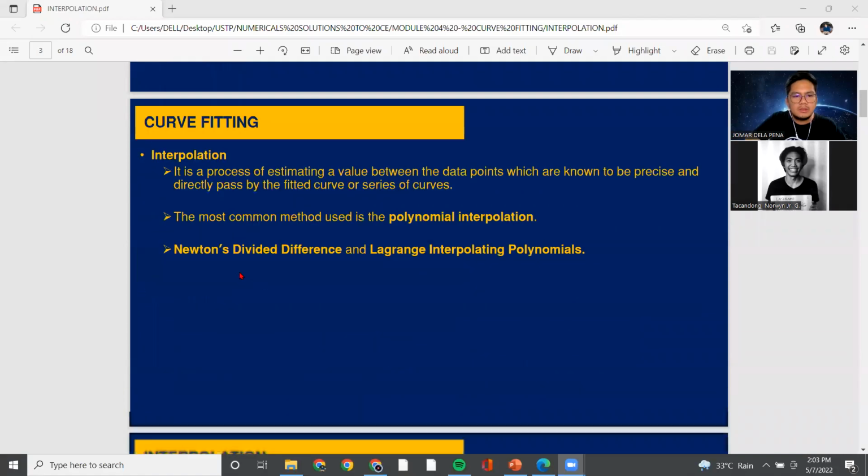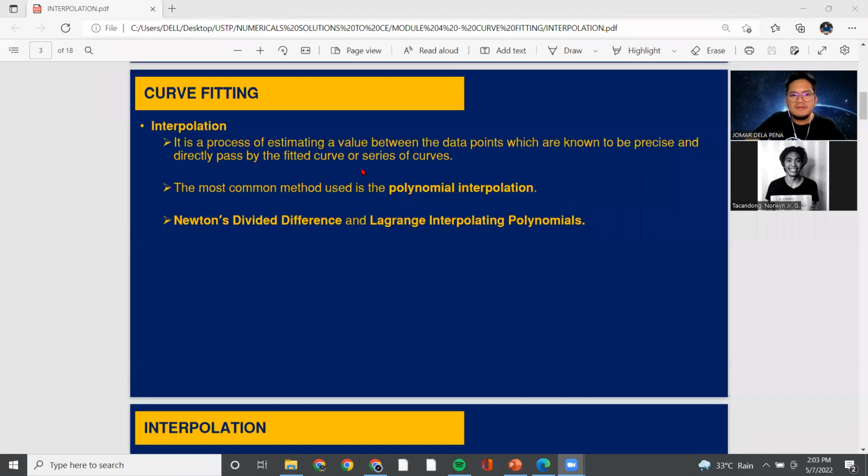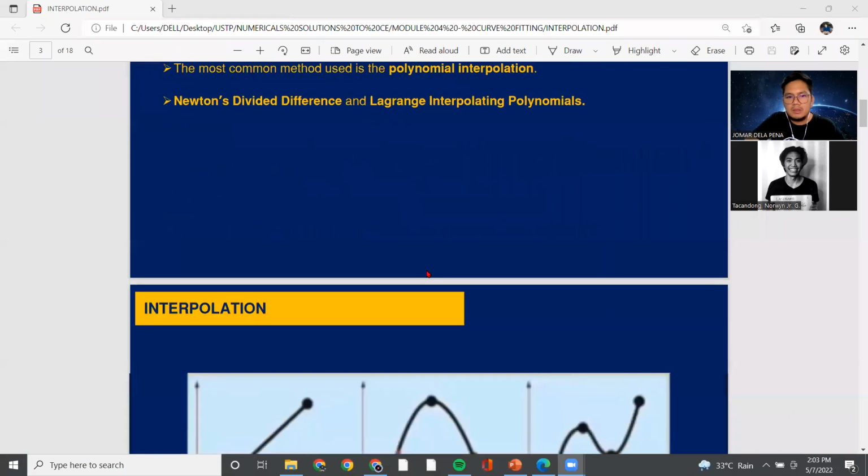Okay, so interpolation is a process of estimating the value between the data points which are known to be precise and directly passed by the fitted curve or series of curves. So ang curve natin is we have the linear, quadratic, and cubic, no? Mga curves. The most common method used is the polynomial interpolation. And the other one is the Newton's divided difference and the Lagrange interpolating polynomials.